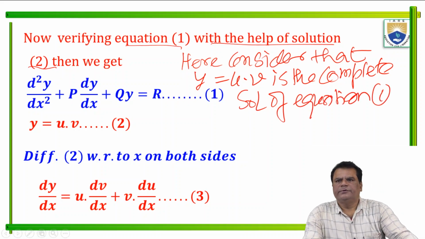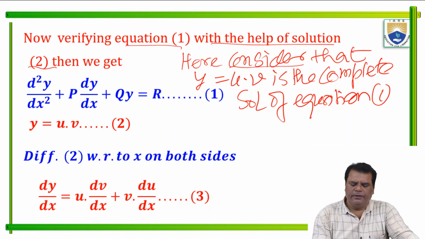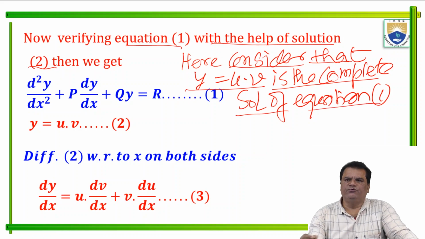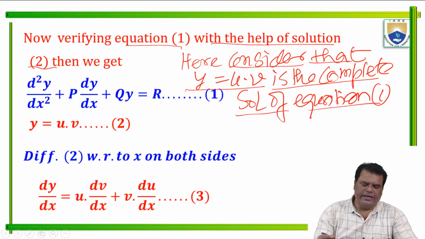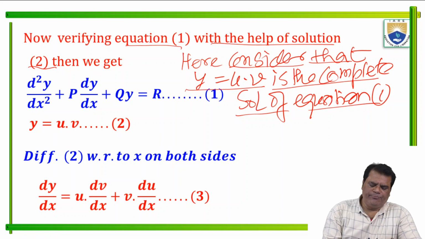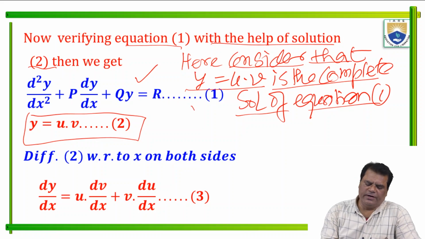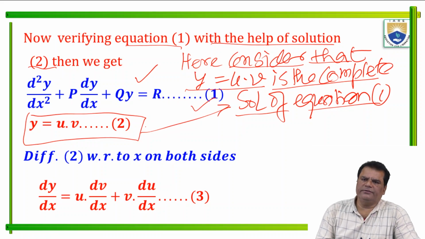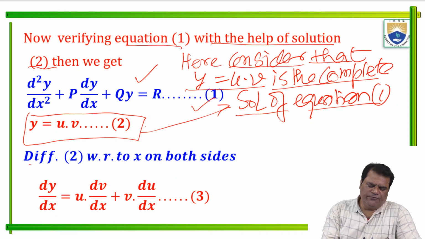Here consider that y equal to uv is the complete solution of equation 1, that is y equal to u into v. This is equation 2, and this is the general equation 1. Considering this solution, okay. Differentiating this solution and verifying in 1: if this is the complete solution of 1, then it verifies 1.